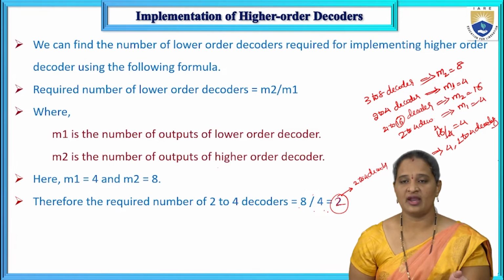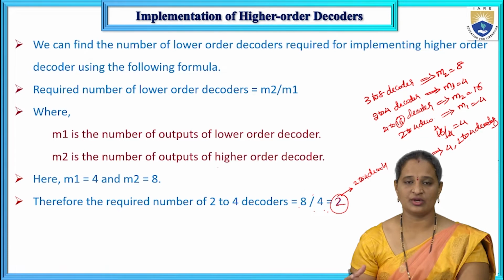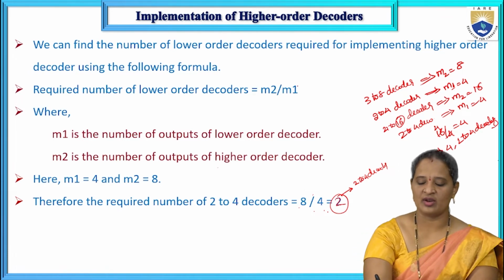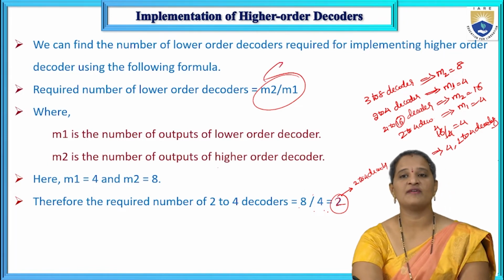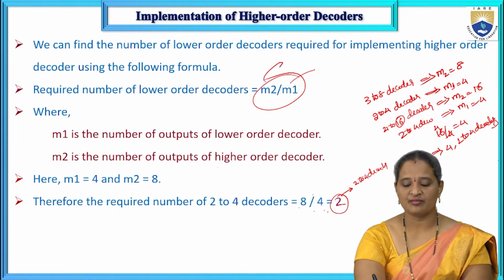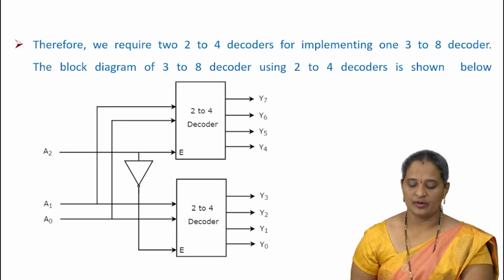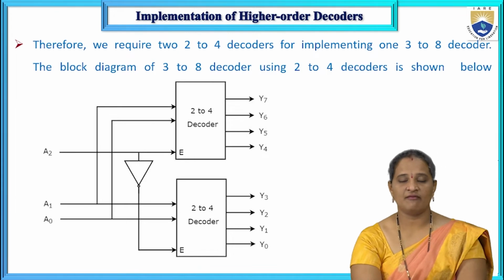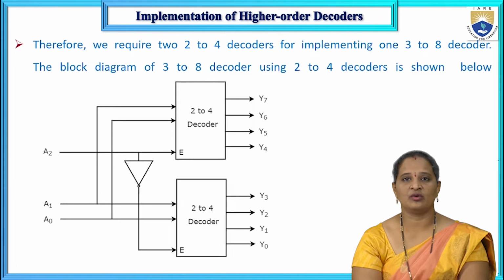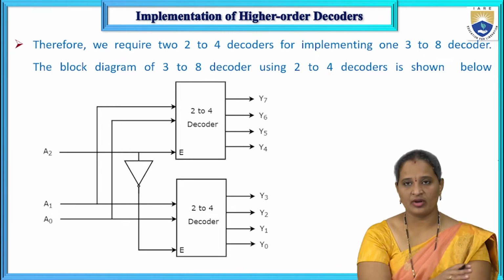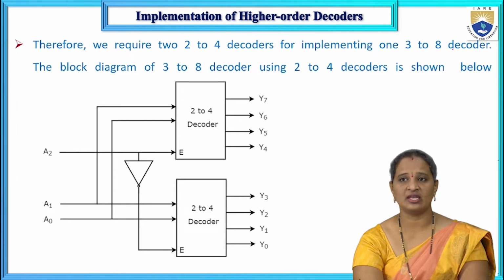How can we decide the number of decoders that can be used to implement higher order decoders using lower order decoders? The formula that you have to remember is M2 by M1, where M2 is the number of outputs of the higher order decoder, whereas M1 is the number of outputs of the lower order decoder. So this is enough. Now I want to implement a 3 to 8 decoder using a 2 to 4 decoder. According to the formula, we require 2 to 4 decoders.